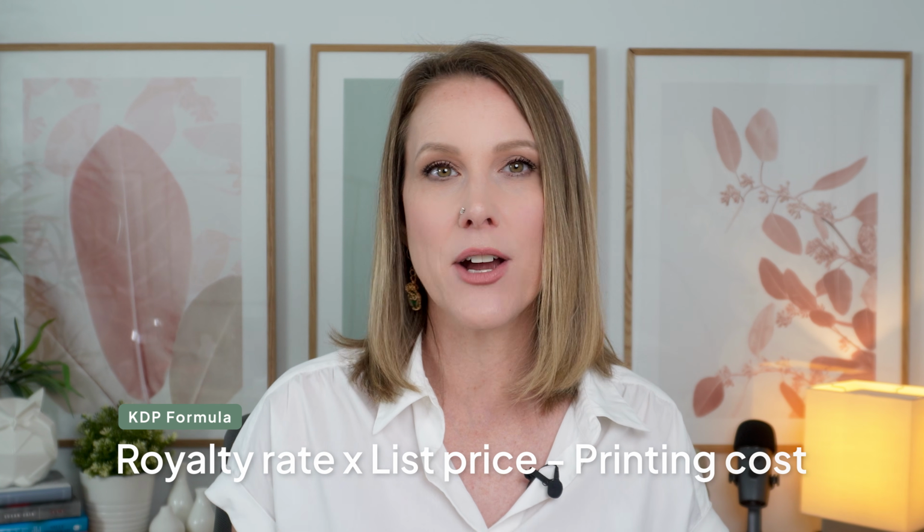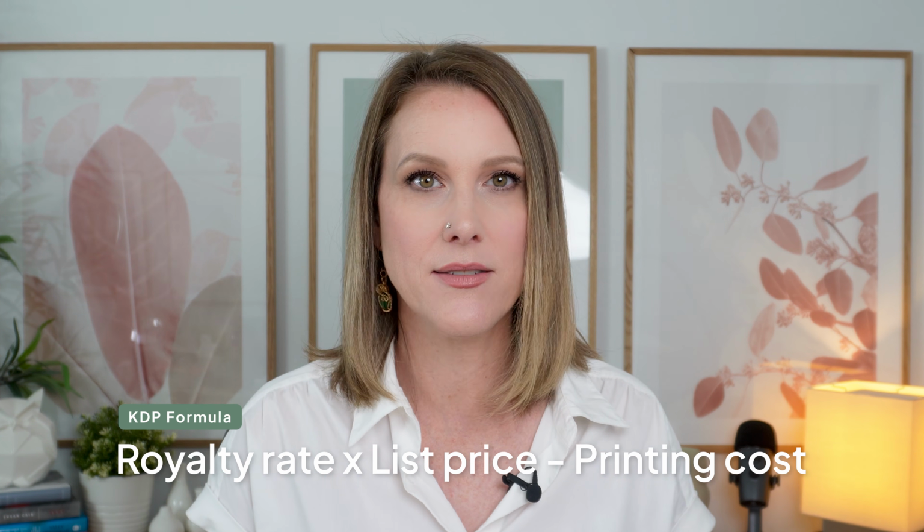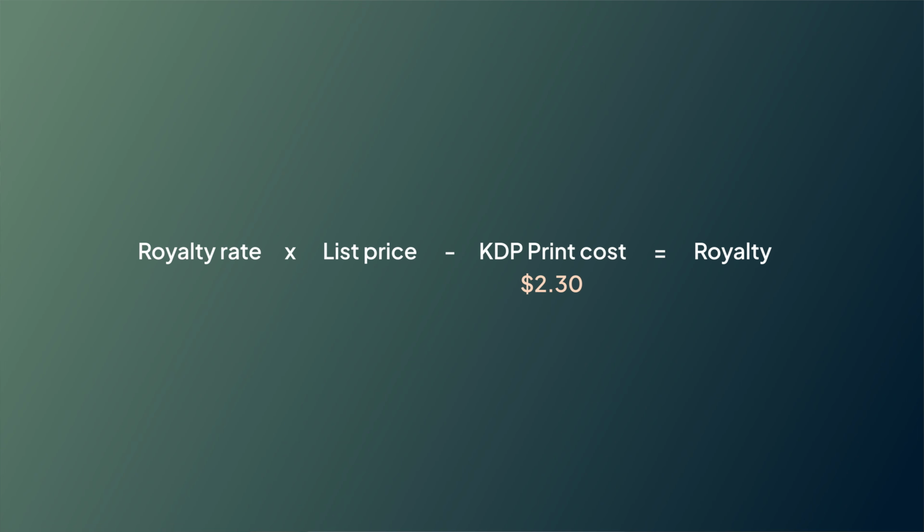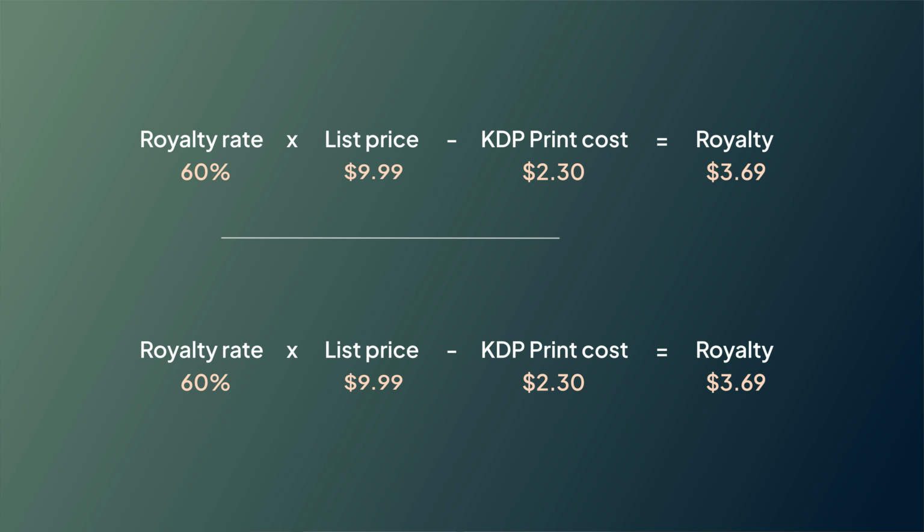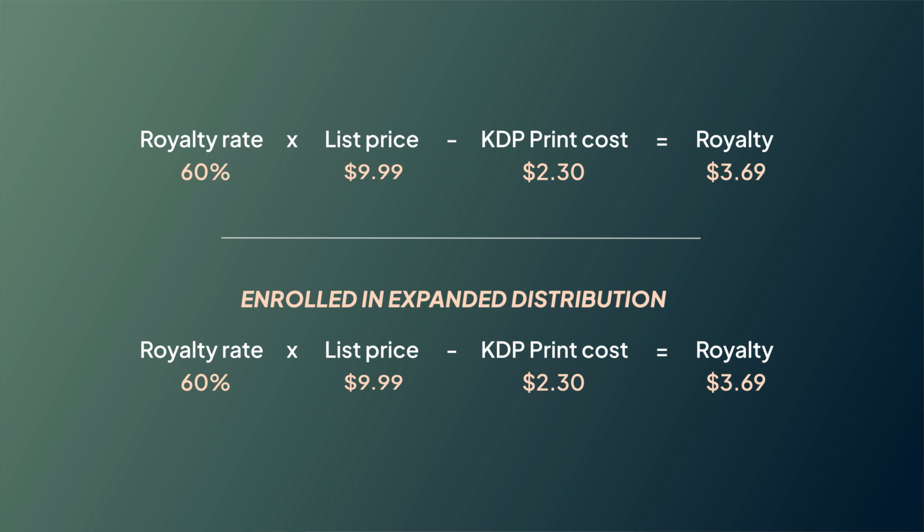So in order to see what the actual dollar amount you'll receive for each book is, this is the formula. It's royalty rate times list price minus the printing costs. So for our example, let's assume that your list price is going to be $9.99, so you're receiving the 60% royalty rate. This means that your royalty for our example book is going to be $3.69. If you enroll it in expanded distribution, that drops to 40% and you'll receive $1.70.